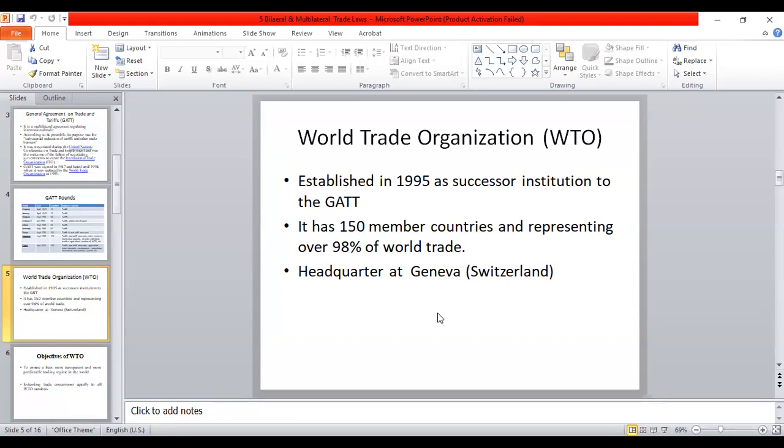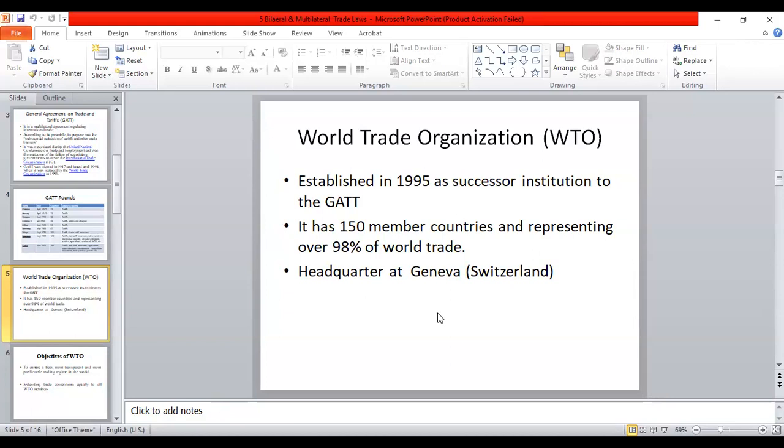118 countries by 1994. In 1947, only 23 countries were in GATT. How many countries were there? In 1947, only 23 countries. And then over a period of time, till 1994, 118 countries became the members of GATT.